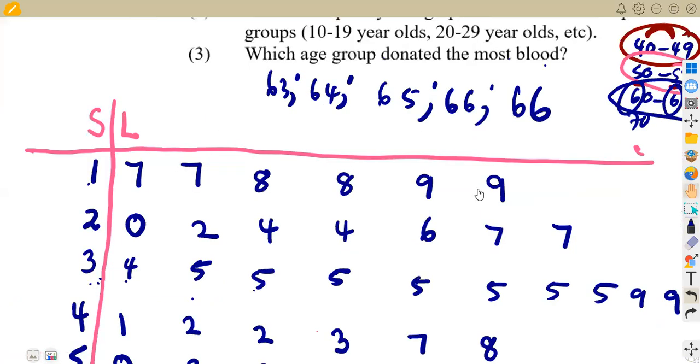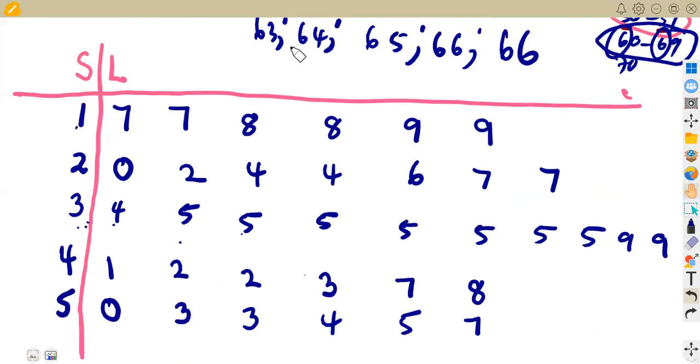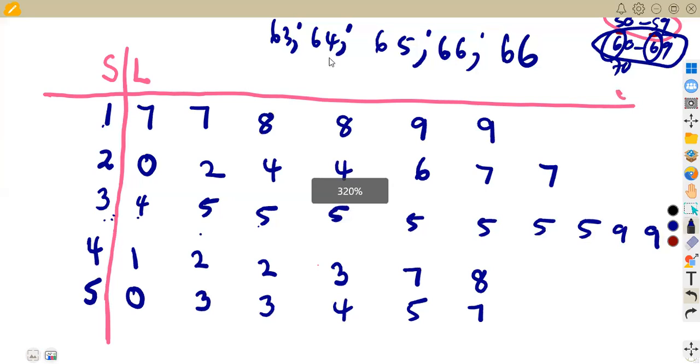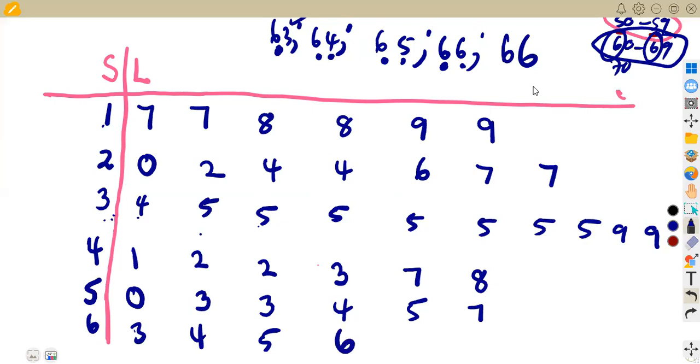So I'm going to write. Remember we said from 60 to 69, the stem is the 6, the first digit, the multiple of 10. So the multiple there is a 6. You're going to take 6, and the leaf is the one that is remaining, which is 3. Here we remain with a 4. Here we remain with a 5. Here we remain with a 6, and here we remain with a 6.